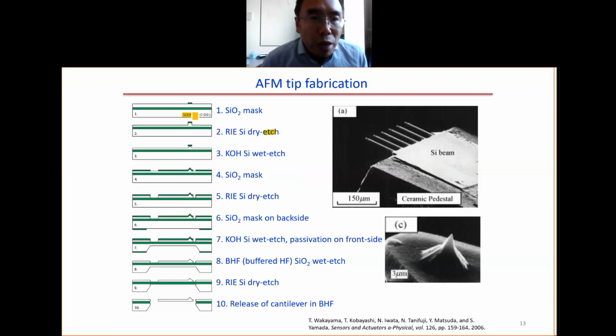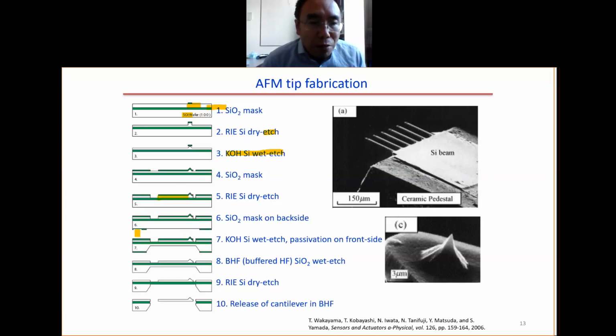But first, we use the SOI wafer. What is SOI? It's called silicon on insulator. Here we have the silicon on the top, and the green color is the insulator. First, you pattern an oxide mask. You dry etch a little bit, but this step can be skipped. Then you do the wet etch. Then you pattern another oxide mask. Then you etch away to define this. This is the cantilever part.